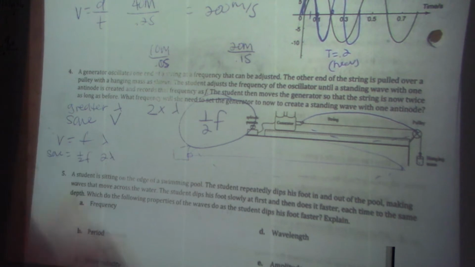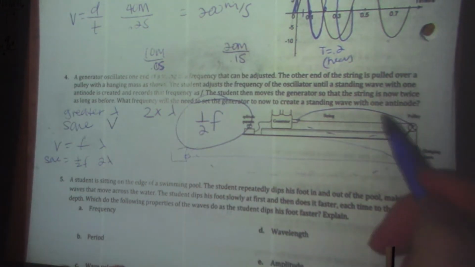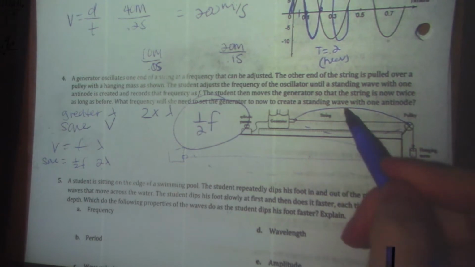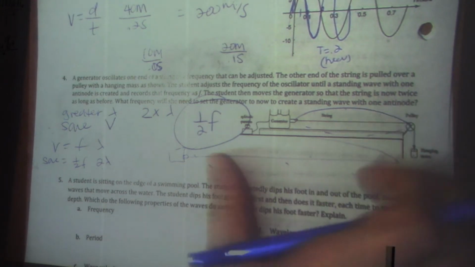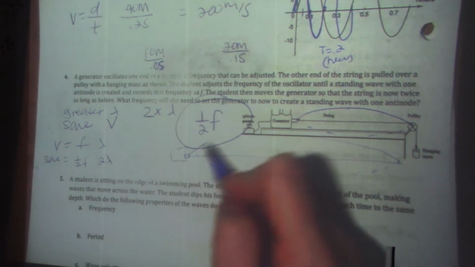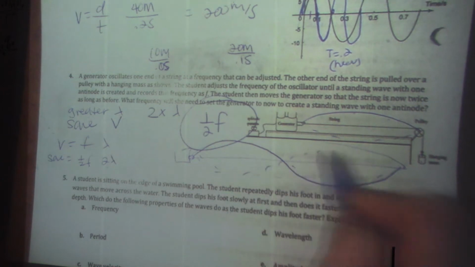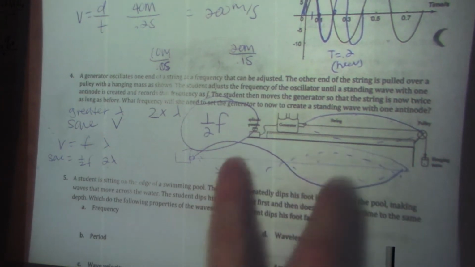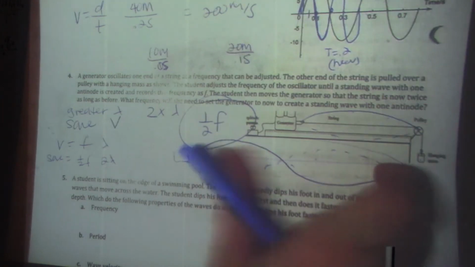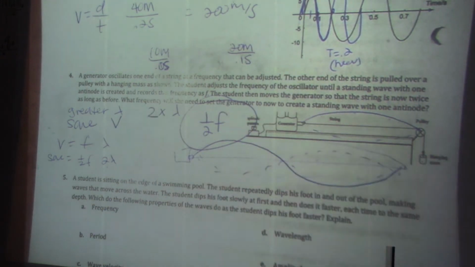Now, just as an extension, to help you understand more, that was only because I kept the exact same antinode with twice the distance. I actually could have kept the same wavelength if I had created a wave with 2 antinodes like this. So if I create 2 antinodes with twice the length, that's actually the exact same wavelength as before, so you would need the same frequency to create that.